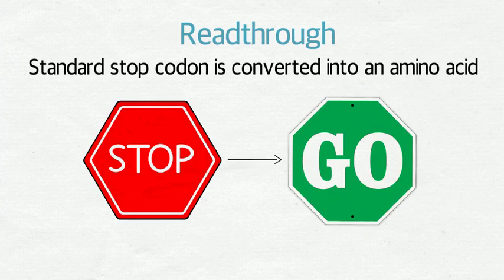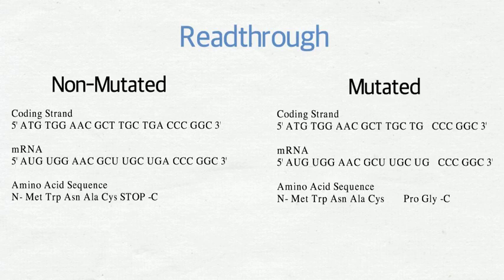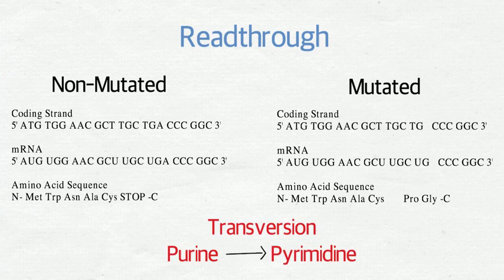Readthrough occurs in translation when a mutation has caused a standard stop codon to be converted into an amino acid. This can be represented once again by comparing a non-mutated strand to a mutated strand. A transversion has occurred since A has been replaced with C. Rather than coding for a stop codon, the amino acid cysteine is produced. The amino acid sequence, which was once stopped, can now go on.